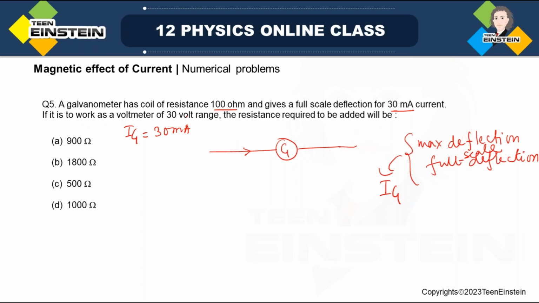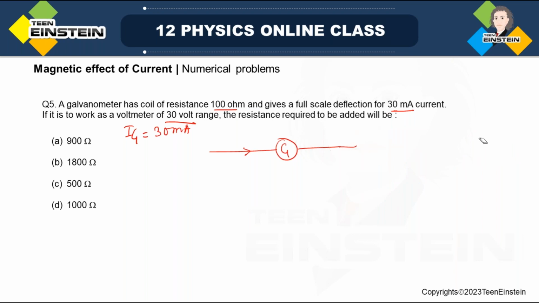If it is to work as a voltmeter of 30 volt range, that means what? This galvanometer we are going to use as a voltmeter, and the terminal voltage is given here as 30 volt. We have to recollect how we can use a galvanometer as a voltmeter. We add a large or high resistance in series with the galvanometer, and then the total thing we will use as a voltmeter.